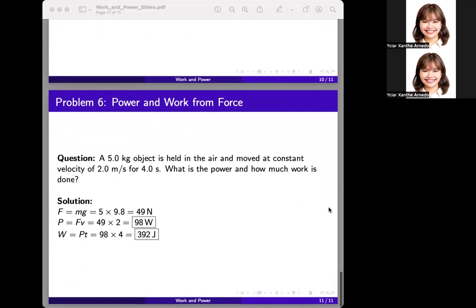So this is the last problem here. You'll be given a supplementary document, and we will leave this last problem for you as an exercise.